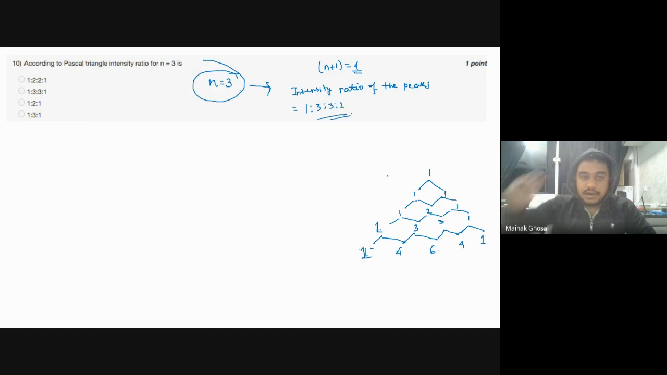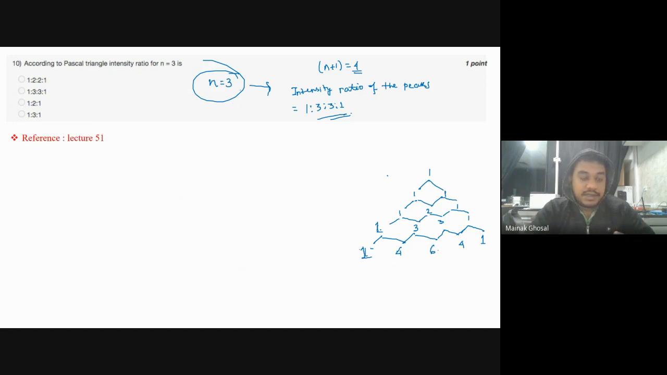Remember guys, when you are going to solve some problems regarding this, in the question you are given n equal to 3. Don't confuse it that 3 peaks are there. N equal to 3 means that the n plus 1 rule will be followed and 4 peaks will be there. The intensity ratio will follow the 1 is to 3 is to 3 is to 1 pattern, right?